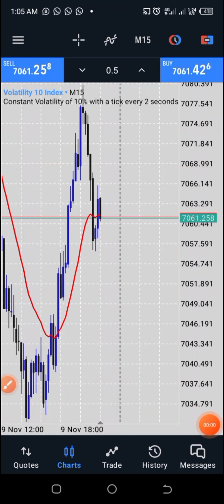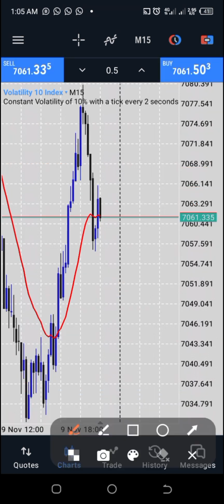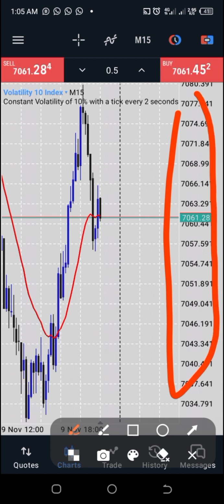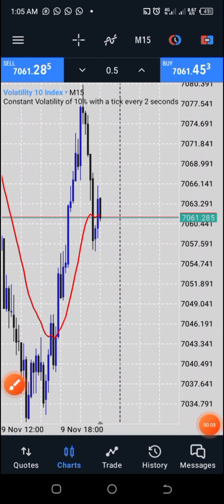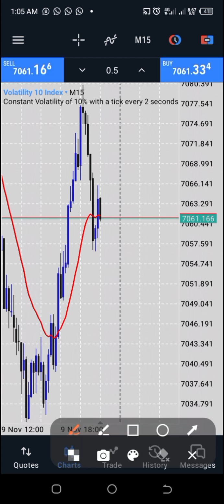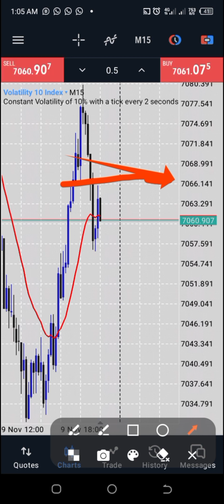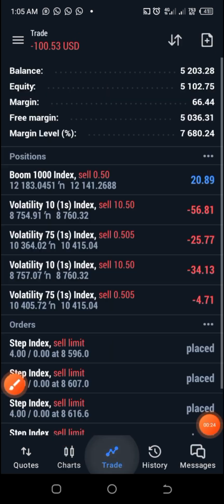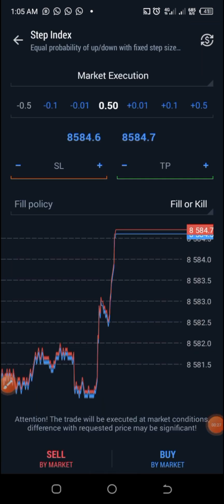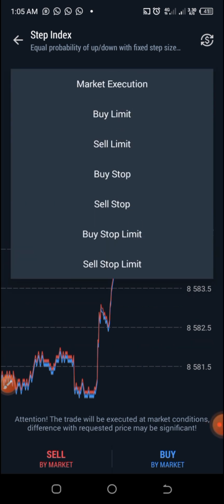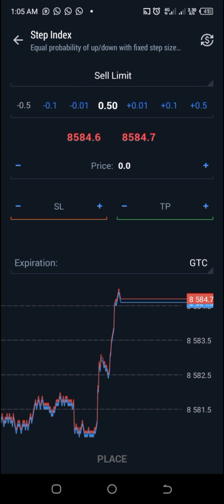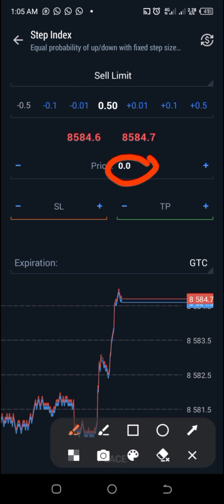Okay, the other way to place trades is to copy these figures you are seeing here, what we call pips. And for example, if you want to use a sell limit, maybe you want to enter from here, which means you are going to copy this figure, for example 70.66 as your entry price. So what you do, you go to trade option, go here to the top right corner, and then enter that figure. If it is a sell limit, you go here and place on sell limits, right? Then you place the figures here as your entry price.